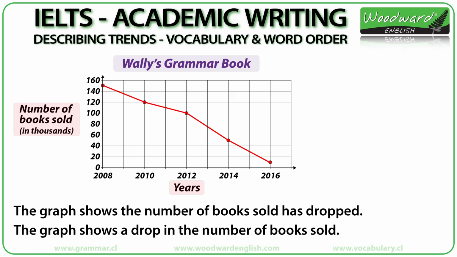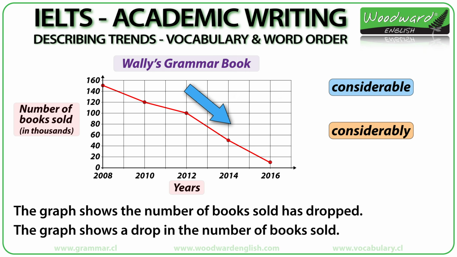Let's look at the graph again. Here are 2 similar statements about it. The graph shows the number of books sold has dropped, and the graph shows a drop in the number of books sold. How much of a drop was it? Was it by a large amount or a small amount? With our description, we don't know, so we need to add additional information. Look at these 2 words to describe the trend: considerable and considerably.